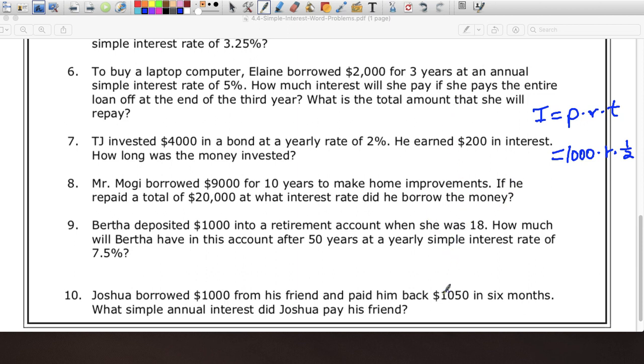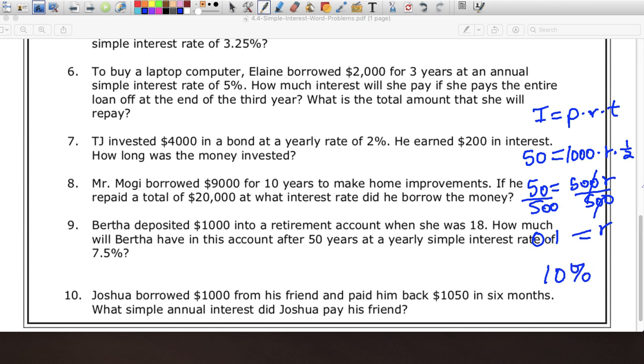Well, he didn't pay his friend $1,050 in interest. Remember, he borrowed $1,000 and paid back $1,050. So he gave his friend an extra $50. So let's find out what the rate was. 1,000 times a half is 500. 500R, divide both sides by 500. And R equals 50 divided by 500, you get 0.1. If you change that to percent, that is 10%.